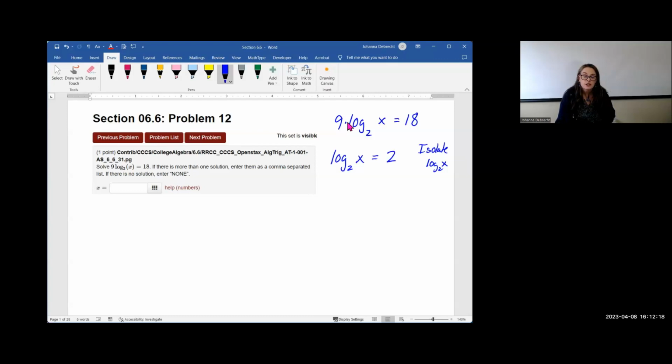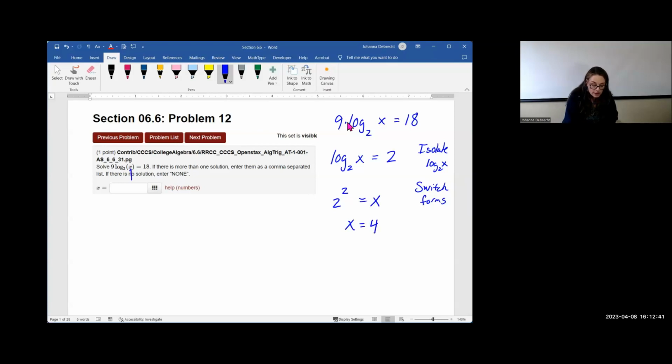The next thing I'm going to do is switch from logarithmic form to exponential form. I've isolated the logarithm, so now I can switch. So I'm going to switch forms. This gives me 2 to the second power equals x. So I get x equals 4.